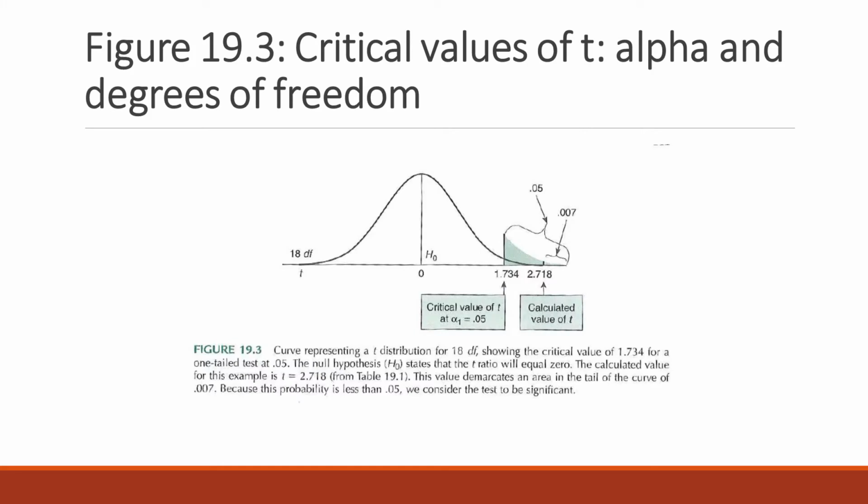Critical value of t is used to determine if the calculated t ratio is sufficiently large to be considered significant. We do this by comparing the calculated t value with a critical value at a specified level of significance. The larger the ratio, the more likely the difference is not due to chance.